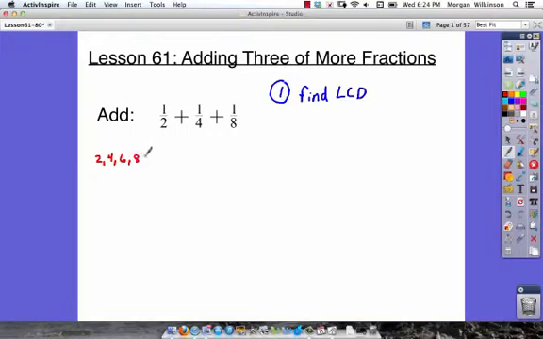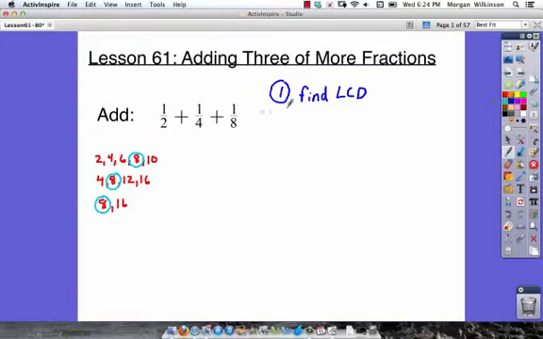6, 8, 10. And then for 4, it would be 4, 8, 12, 16. For 8, it would be 8, 16. Oh wait, we can stop already. We can stop already because we found the least common denominator. You can see the least common multiple of these is 8. So we found it. That's step 1.